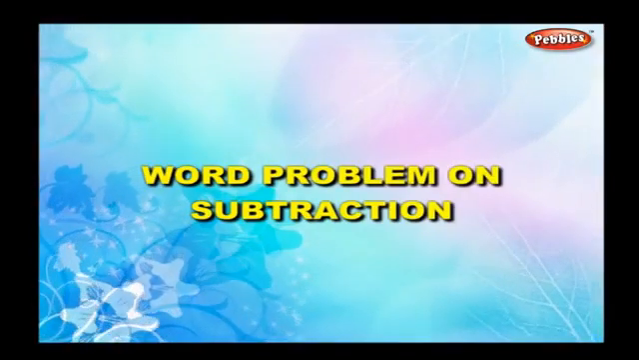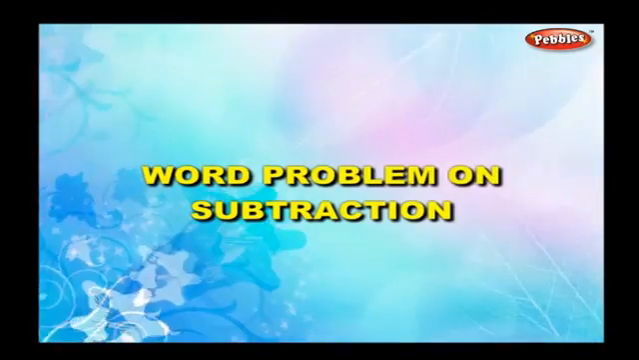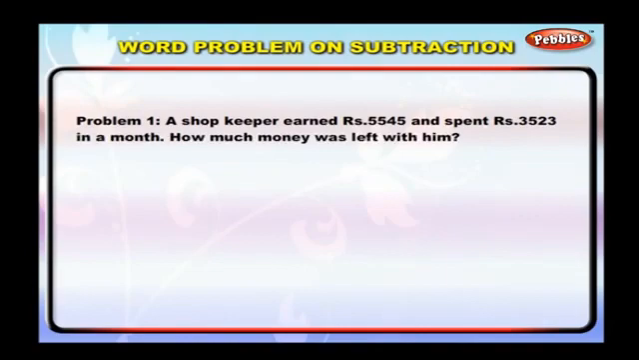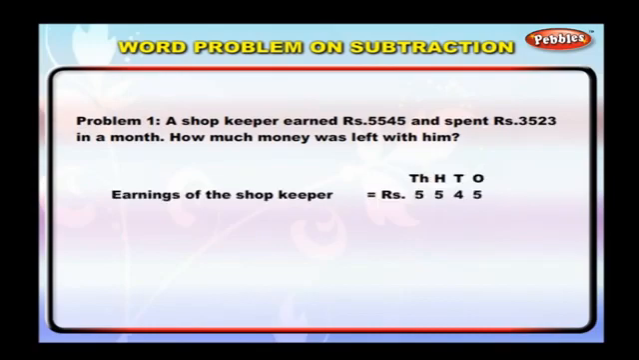Word problem on subtraction. Problem 1. A shopkeeper earned rupees 5,545 and spent rupees 3,523 in a month. How much money was left with him?